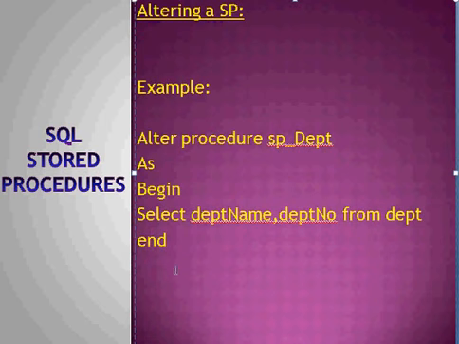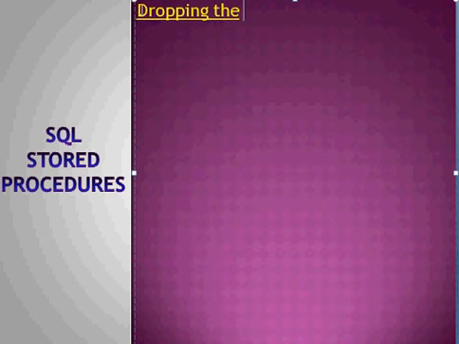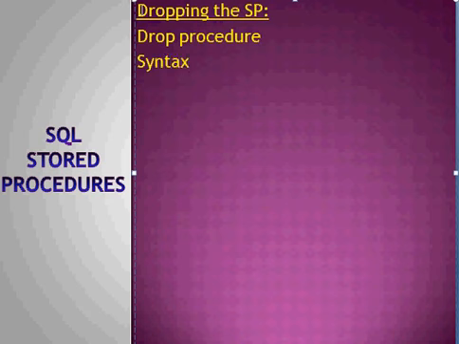If you want to remove the stored procedure from the database, that is dropping the stored procedure. To drop the stored procedure from the database, the command is drop procedure. The syntax is drop procedure, same as the others, procedure name.